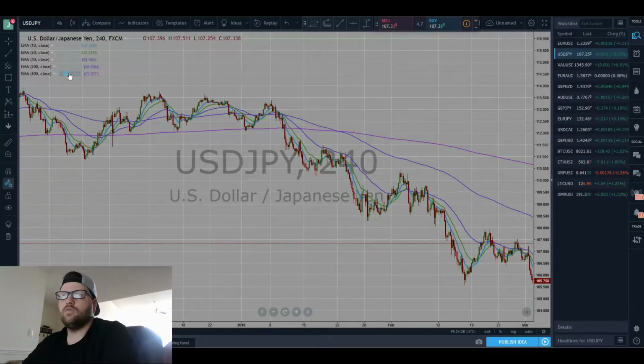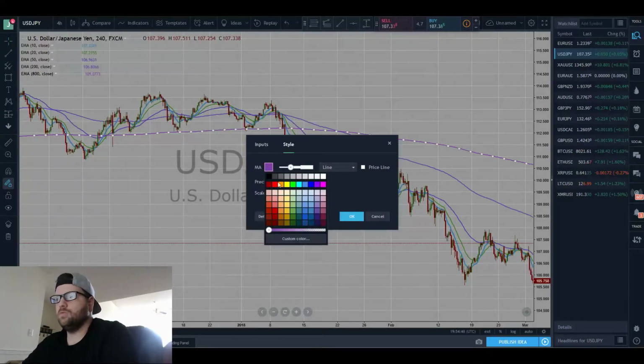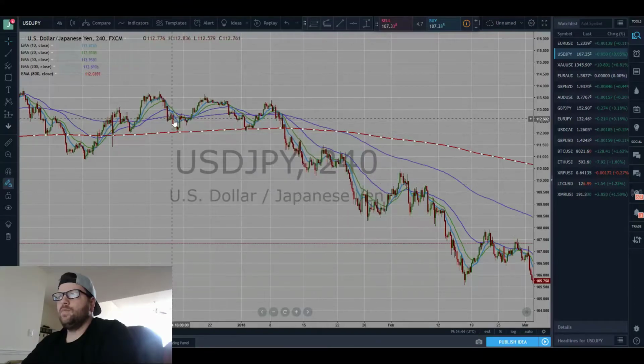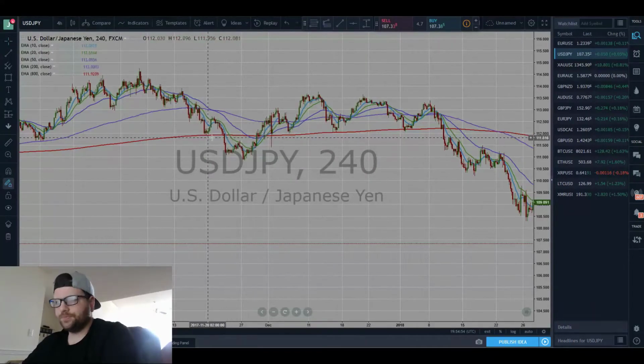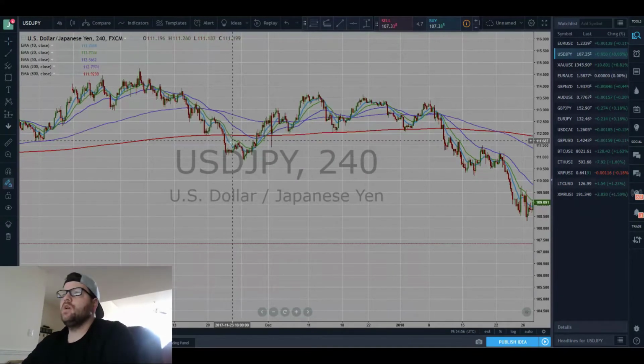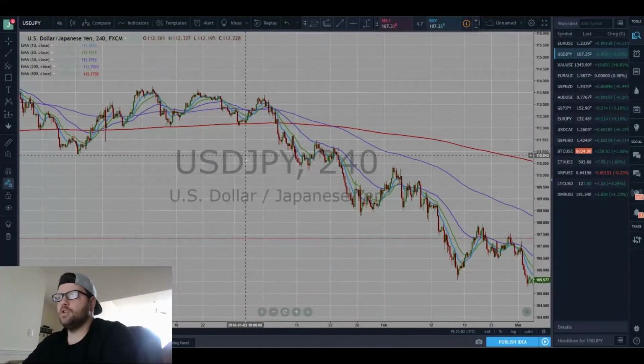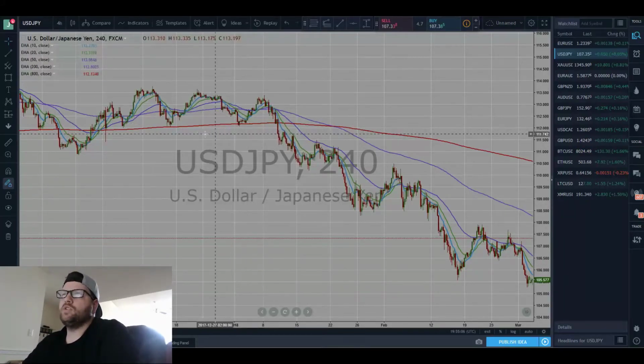I guess I should have changed the color of this. Let's go ahead and make this red. So you can see the 800 EMA is respected almost perfectly. Price on UJ respects the 800 EMA, as you can see. So a lot of times what people will do is they will wait for higher time frame moving averages, and as price approaches them, they will wait for price to react.